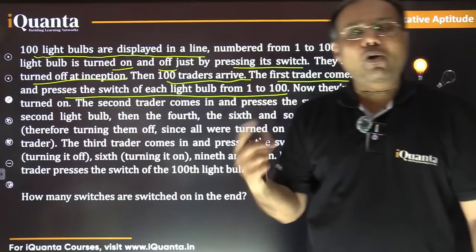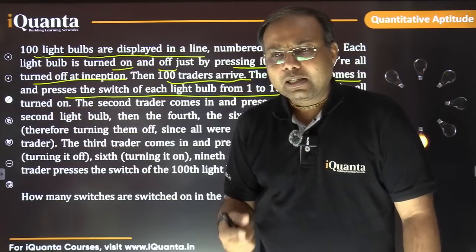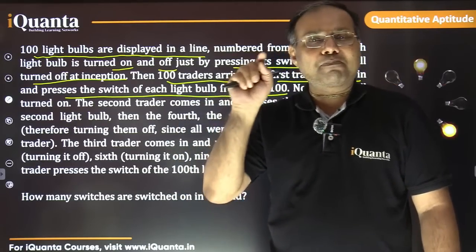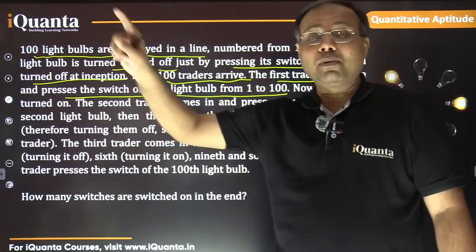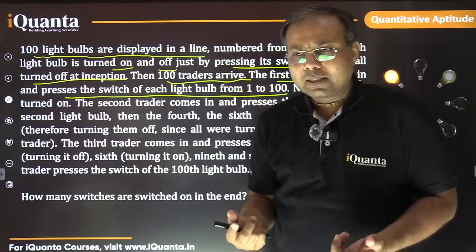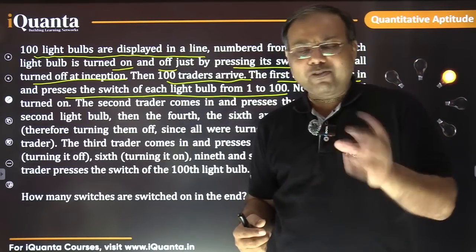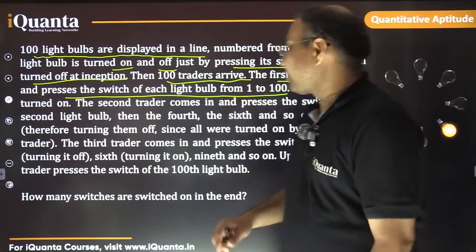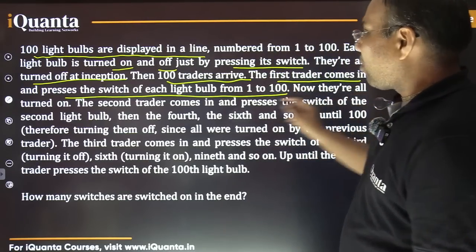So initially all were off. What will happen? Please think and tell. When the first trader comes and he presses the switch of every bulb, what will happen? Every bulb will be lightened up, isn't it? Sabhi on ho jayenge, right? Every bulb will be in the on position. And now they are all turned on.